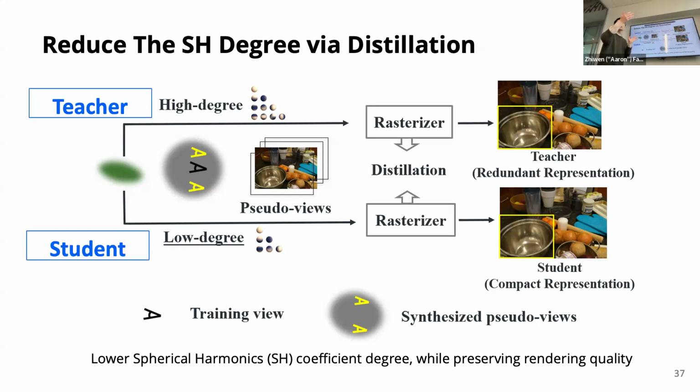We don't want to directly use just images for training, but we want to transfer this soft knowledge between the teacher and student. That's why we can remove the redundancy in the spherical harmonics coefficients, and we get a light representation. That's the second perspective.